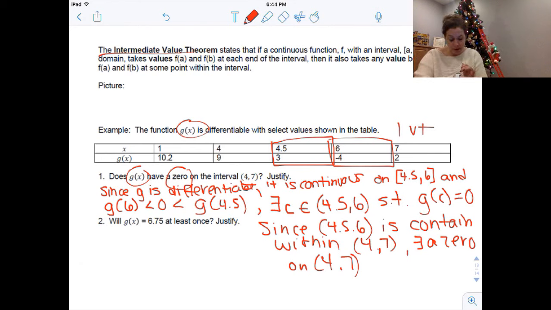Sorry. Could you simply say G, or would you have to say G of X? You can just say G. It's good.